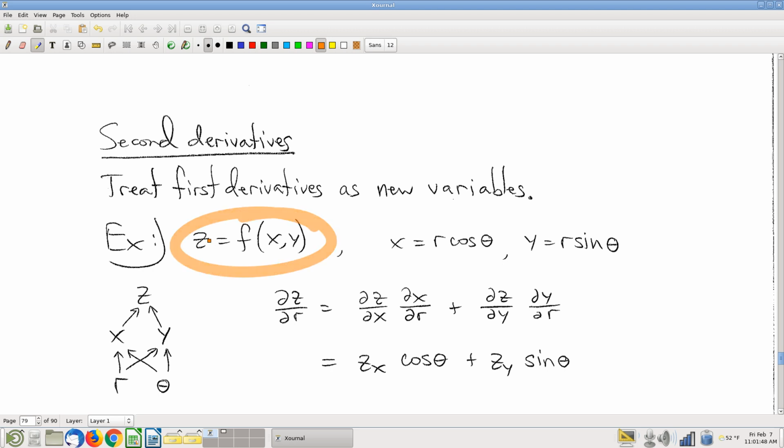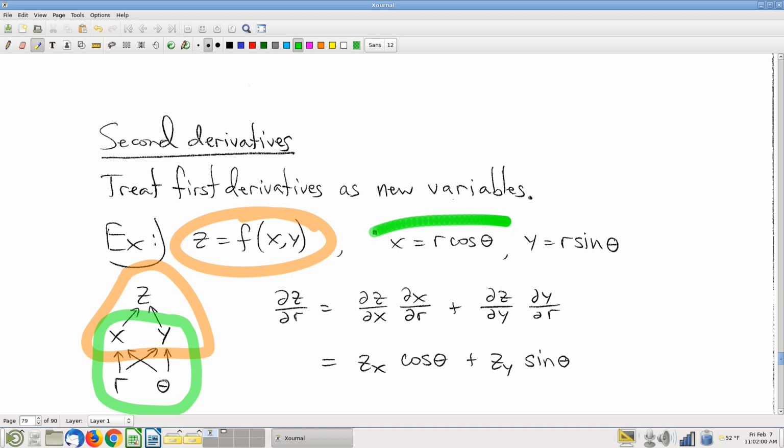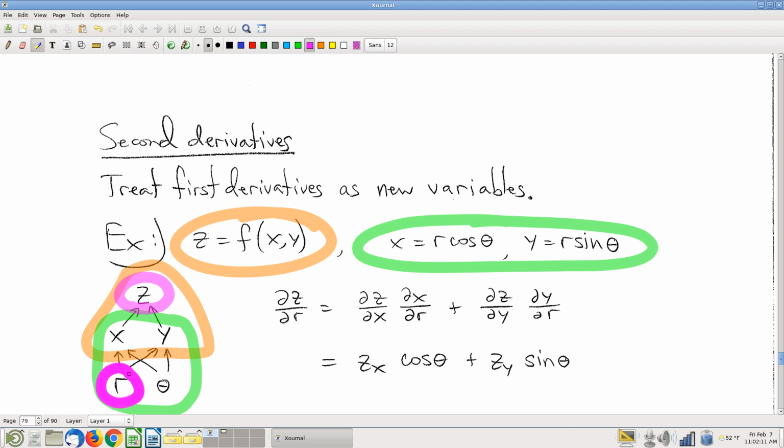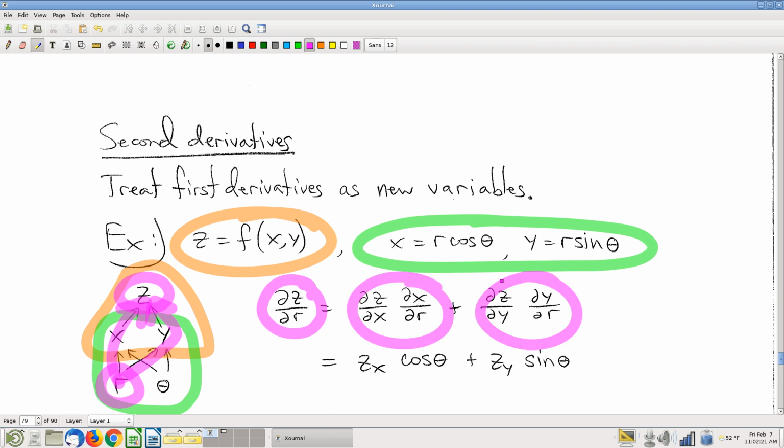We've got z as a function of x and y. And here's our specific formulas. Here, z is a function of x and y. And now let's consider what would happen if x and y were themselves functions of r and theta. And we could ask, how do I view z as a function of r? Well, we've got two different paths along which changes can propagate. That gives us two different terms, right? And this is all just straight up exactly what we've done previously.